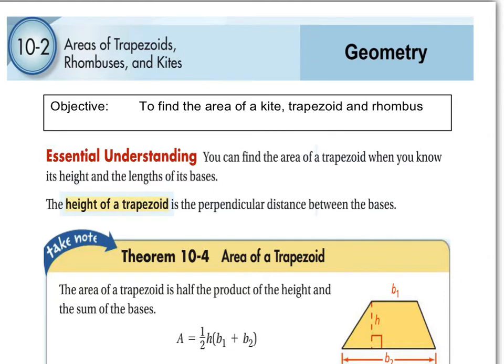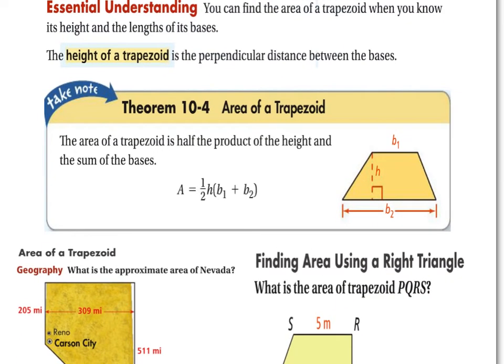You can find the area of a trapezoid when you know its height and the length of its bases. The height of the trapezoid is always the perpendicular distance between the bases. As you look at this picture, to find the area of the trapezoid, we take 1/2 times the height, and then times the sum of the bases.